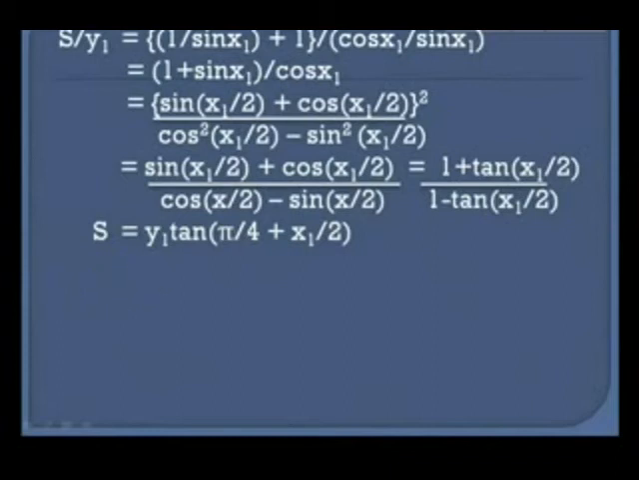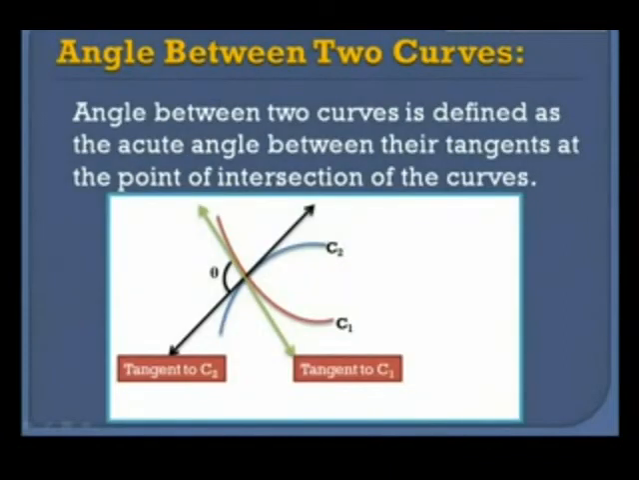Now let us see how to find the angle between two curves. Angle between two curves is defined as the acute angle between the tangents at the point of intersection of the curves. This we have already studied in coordinate geometry. But once again, let us say that these are the two curves C1 and C2. Now they intersect at this point. We draw tangents to these curves at the point of intersection.